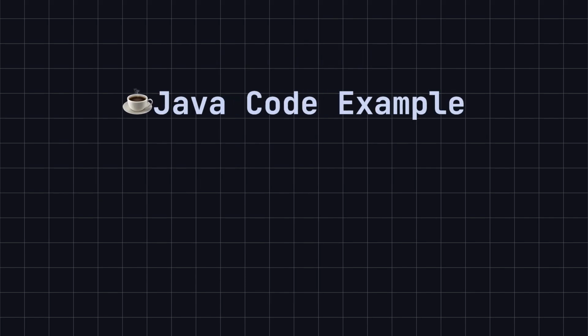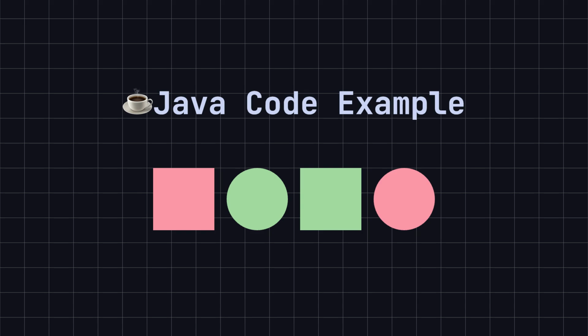To better understand this pattern, let's take a simple example of a shape class implemented in Java. Suppose we have different shapes, like circles and squares, and different colors, like red and green. We want to be able to combine shapes and colors freely without creating new classes for each combination.